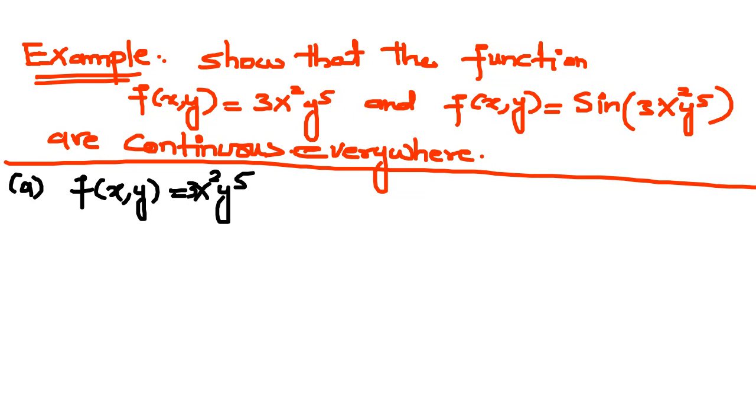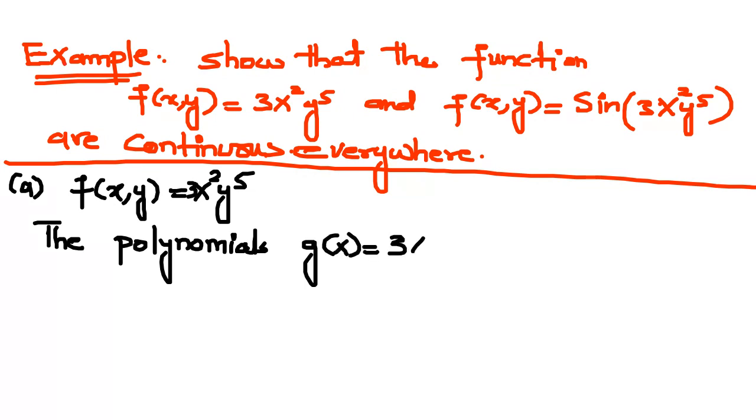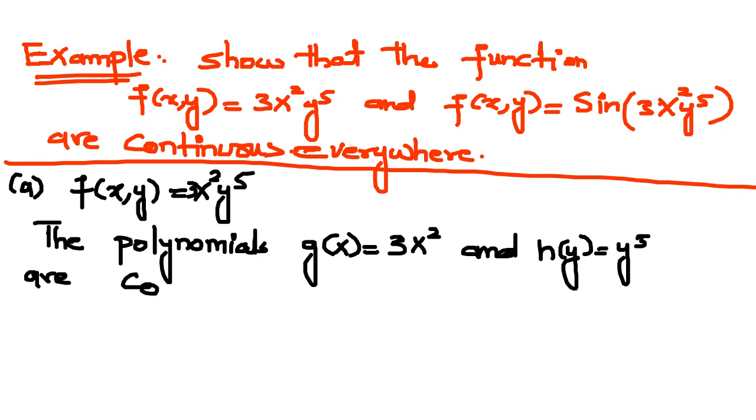Okay. Now, can I write that the polynomials g of x is equal to 3x square and h of y is equal to y power 5 are continuous? In calculus 101, you remember there is one statement that every function which is polynomial, it is continuous everywhere. You remember this statement?